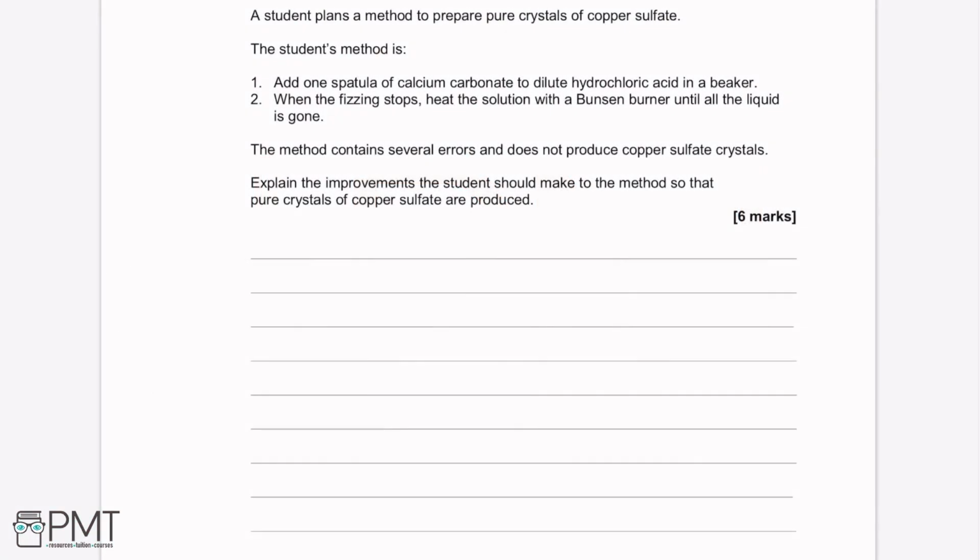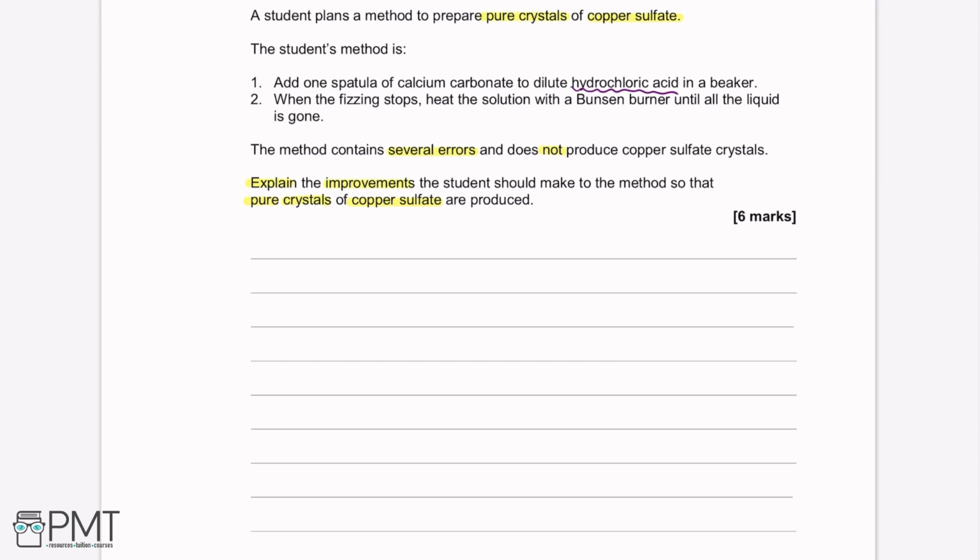A student plans a method to prepare pure crystals of copper sulfate. The student's method is to add 1 spatula of calcium carbonate to dilute hydrochloric acid in a beaker, and when the fizzing stops, heat the solution with a Bunsen burner until all the liquid is gone. The method contains several errors and does not produce copper sulfate crystals. Explain the improvements the student should make to the method so that pure crystals of copper sulfate are produced.